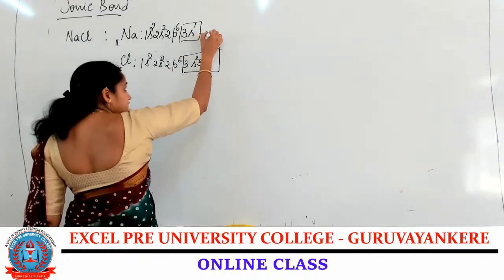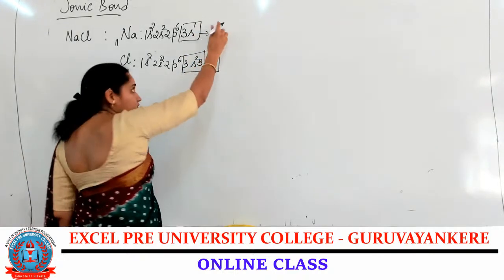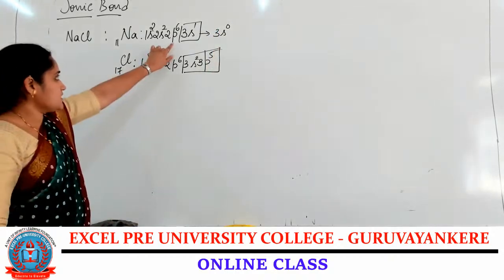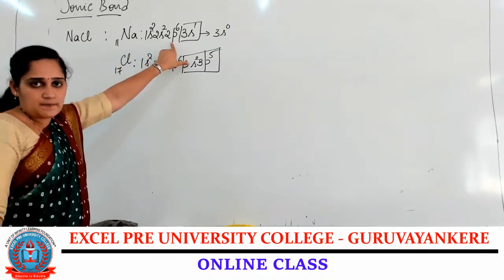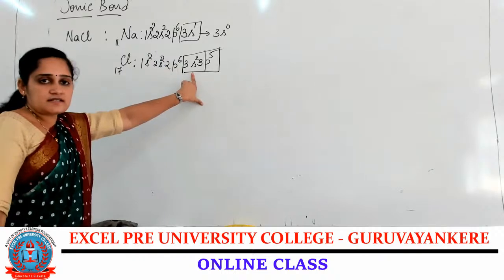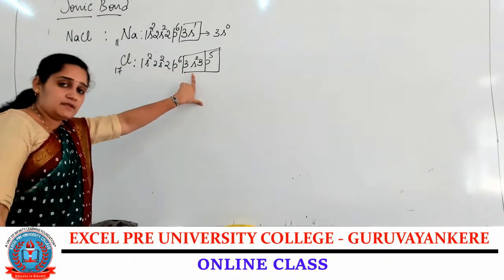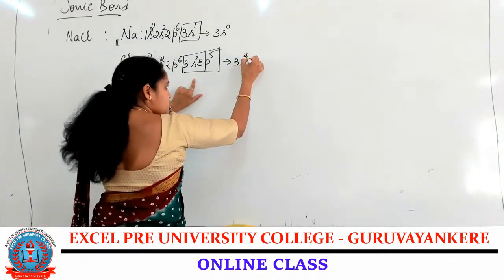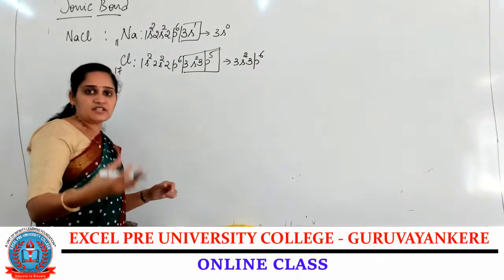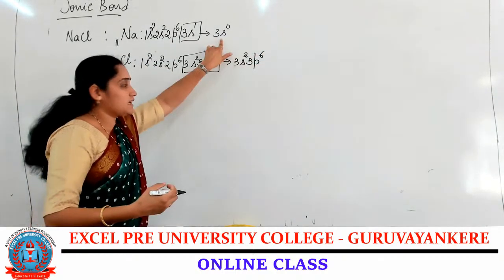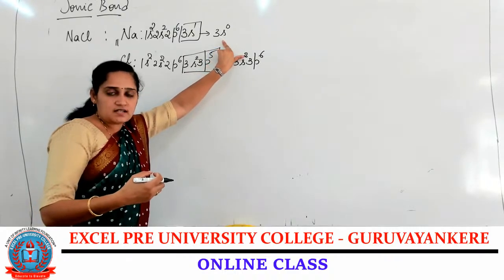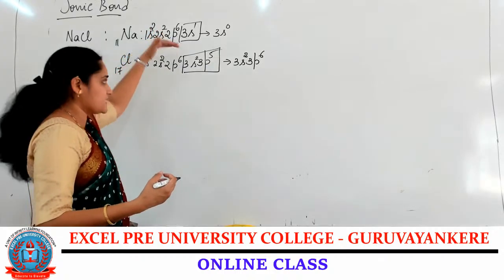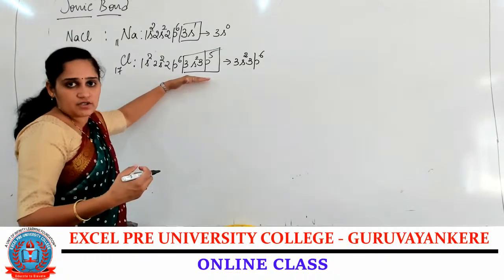If sodium loses one electron, it becomes 3s0, and the inner shell is 2s2, 2p6, isn't it? The second element is chlorine. If it gains one electron, the electronic configuration becomes 3s2, 3p6, so it also attains the octet electronic configuration. Sodium as well as chlorine attains the octet electronic configuration.